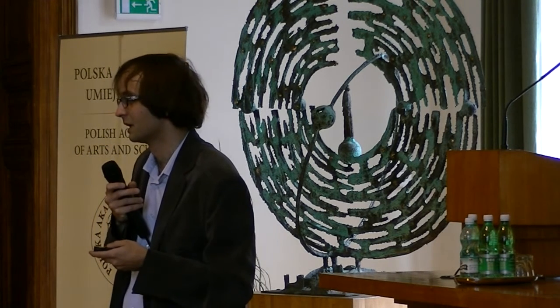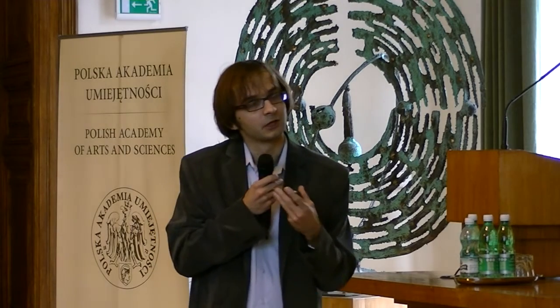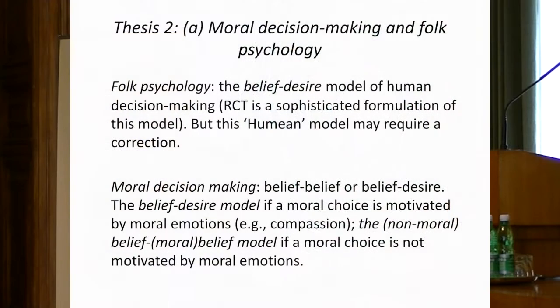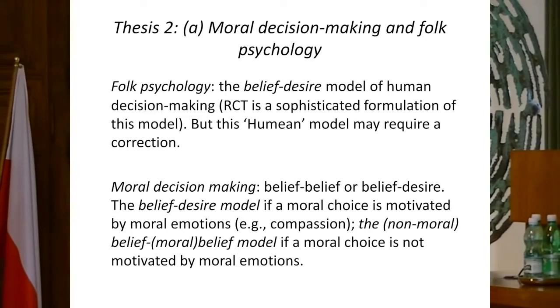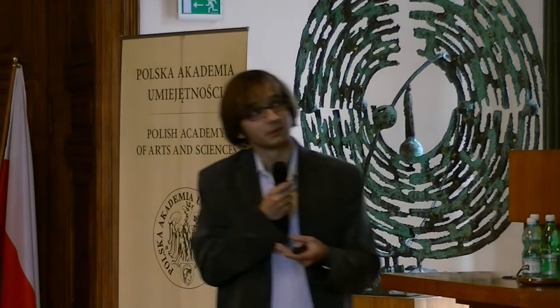But I think that the conclusions which I have reached in the first part of my presentation have certain importance for understanding the so-called folk psychology. Because the first important thing to be noticed is that the essence of this folk psychology, the spontaneous way in which we understand, explain and predict human actions, this belief-desire model of human decision-making, can be treated as underlying rational choice theory, or to be more precise, rational choice theory can be seen as a sophisticated formulation of this model, this Humean model in point of fact. But given the conclusions of the first part of my presentation, this Humean model may require a correction. And the correction would be the following one.